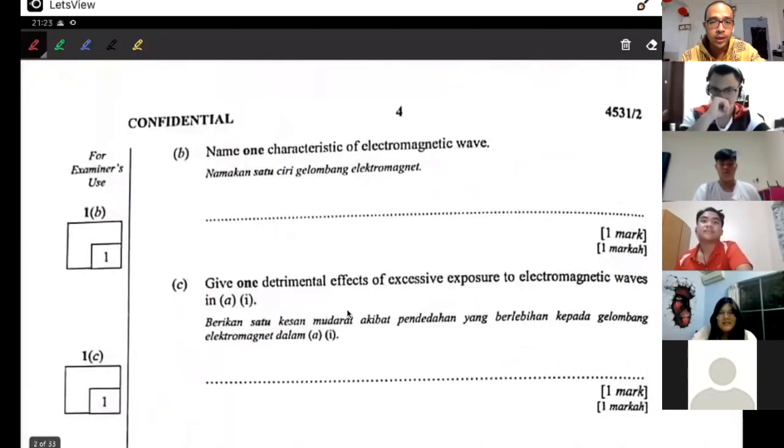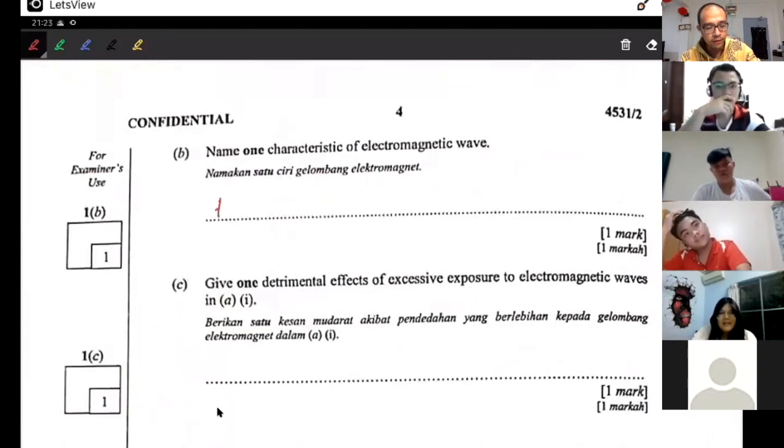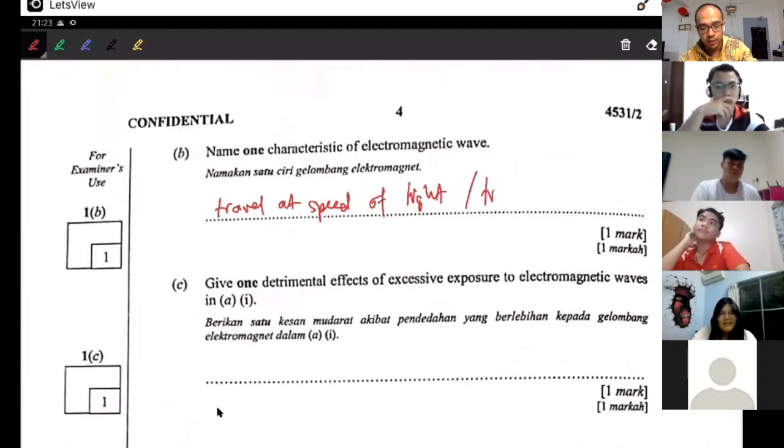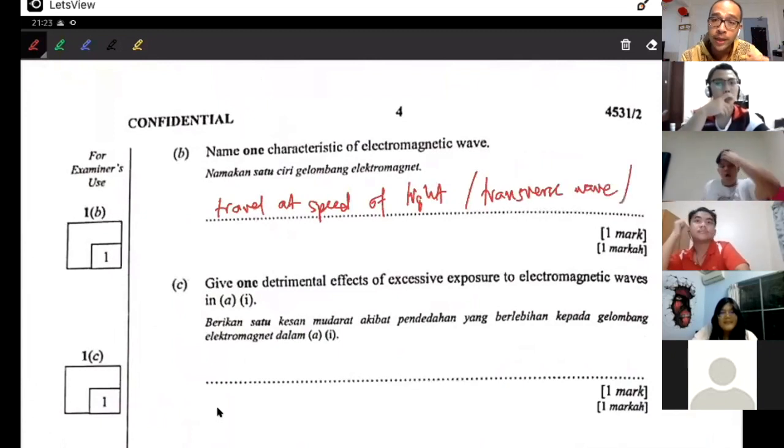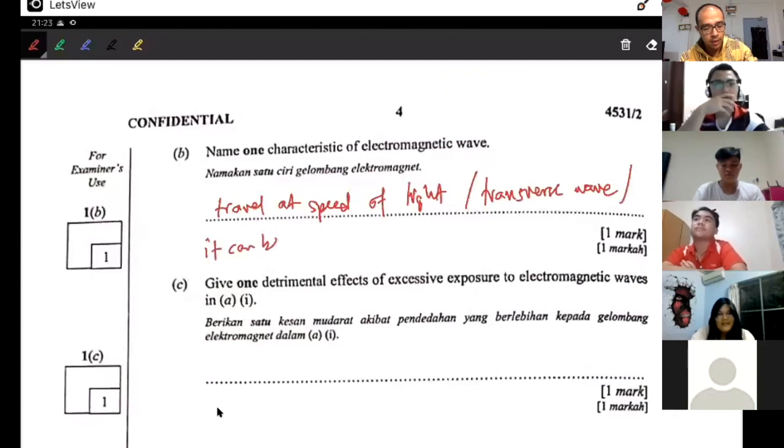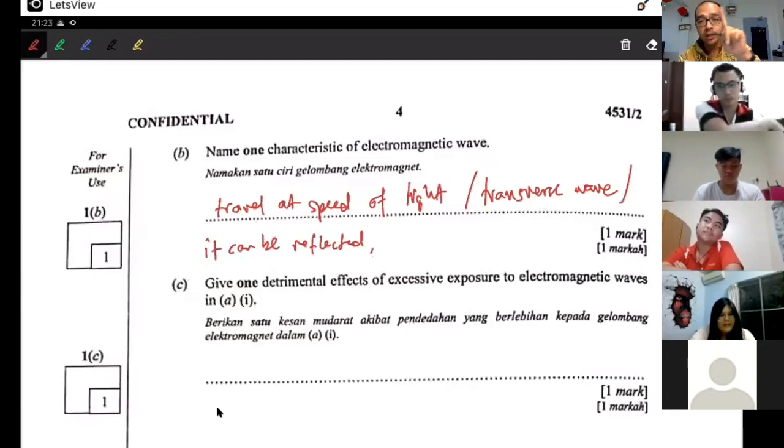Okay, name one characteristic of electromagnetic waves. There are many characteristics of electromagnetic waves. If you don't remember, okay, the easiest one is travel at speed of light. Okay, it can also be a transverse wave. Okay, or if you want to remember in terms of the phenomena, okay, it can be reflected. Then, tapi kamu kena sebut keempat-empat. You cannot just say one.